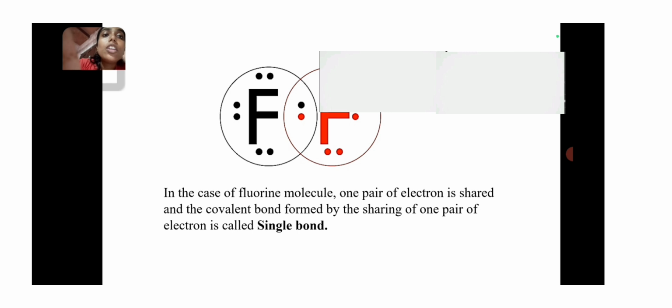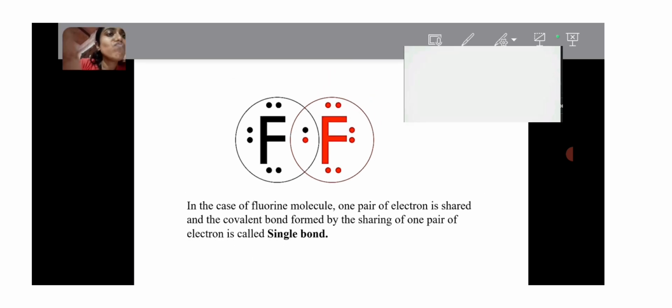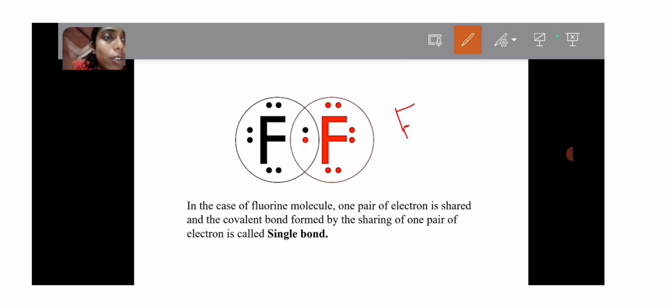So in order to attain stability, the electrons are being shared in this case. That is, one fluorine atom is having 7 electrons. That is 1, 2, 3, 4, 5, 6 and 7. In the case of another fluorine atom, also the same: 1, 2, 3, 4, 5, 6, 7. So these fluorine atoms share, the sharing is taking place.